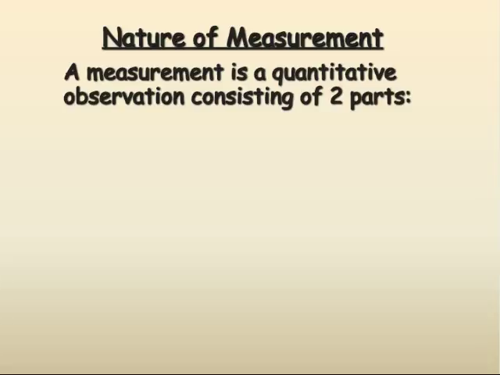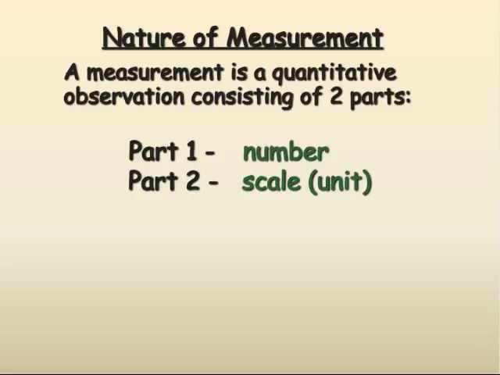Now we're moving on to measurement. Okay, so we're going to start getting quantitative. We're going to start getting some calculations up in here. So a quantitative observation, again, numbers, consists of two parts. First part is a number, and the second part is a scale. It tells you what scale we're talking about here. We also call this a unit in common conversation.